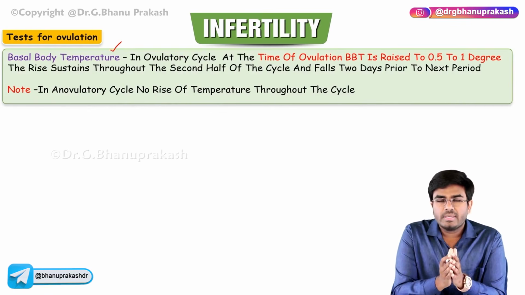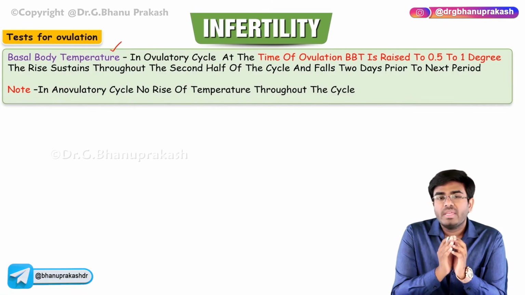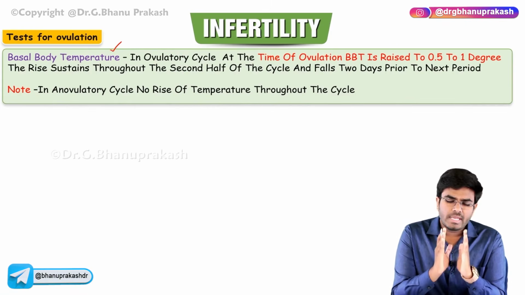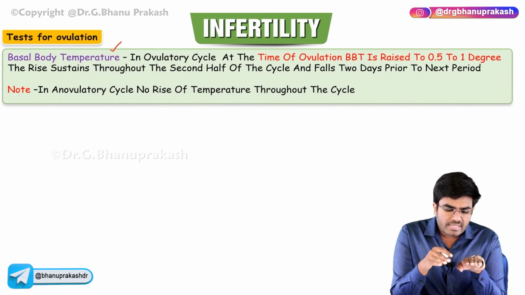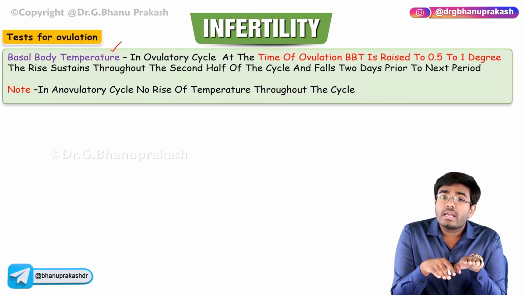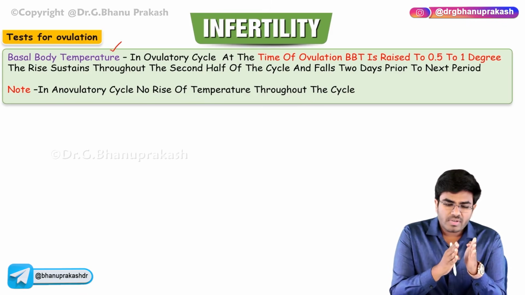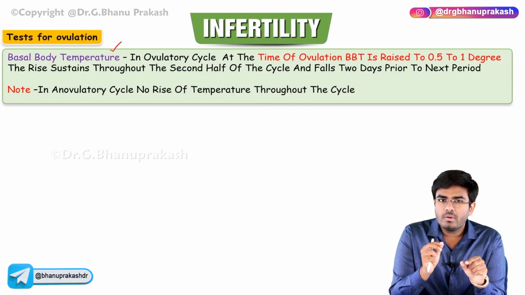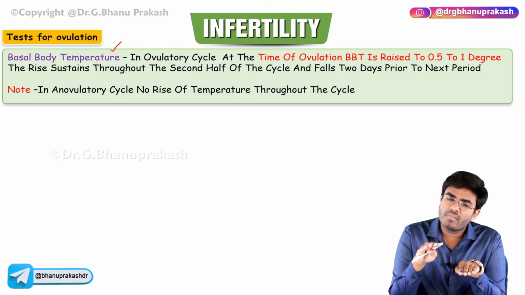Guys, let me tell you one thing. In a normal female who is having ovulation, there will be biphasic temperature pattern, which means in the first half of the menstrual cycle, the basal body temperature is comparatively low when compared to the second half of the menstrual cycle. Okay, so first half of the menstrual cycle, the basal body temperature is little bit low, that is 0.5 degrees low when compared to the second half of the menstrual cycle.